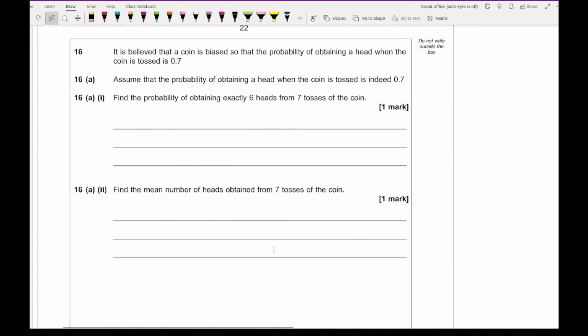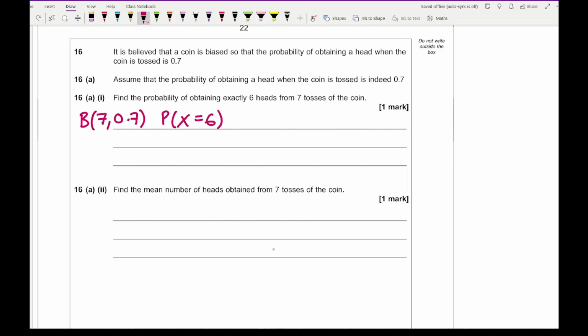Then moving on to question 16, it says it is believed that a coin is biased so that the probability of obtaining a head when the coin is tossed is 0.7. Assume that the probability of obtaining a head is indeed 0.7. Find the probability of obtaining exactly 6 heads from 7 tosses of the coin. Hopefully the fact that it says exactly implies that this is a binomial distribution question. So first of all, setting up the parameters of B, we've got a total sample size of 7, the probability of success is 0.7, and we want the probability that x is equal to 6.